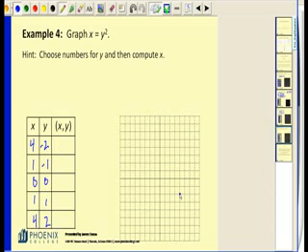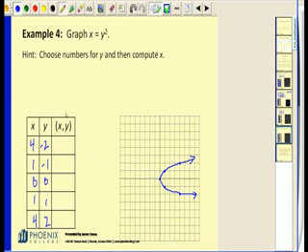+4, -2, +1, -1, 0, 0, the origin, 1, 1, and 4, 2. And again, it's not a linear equation, and you can see it almost looks like a parabola turned on its side. Okay, I hope that helps you review how to graph equations by plotting points.